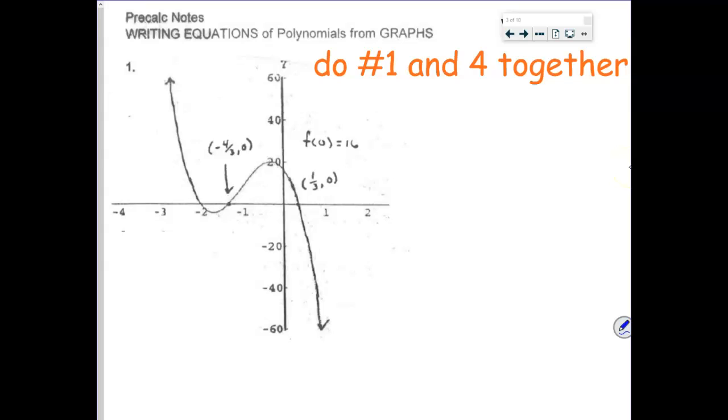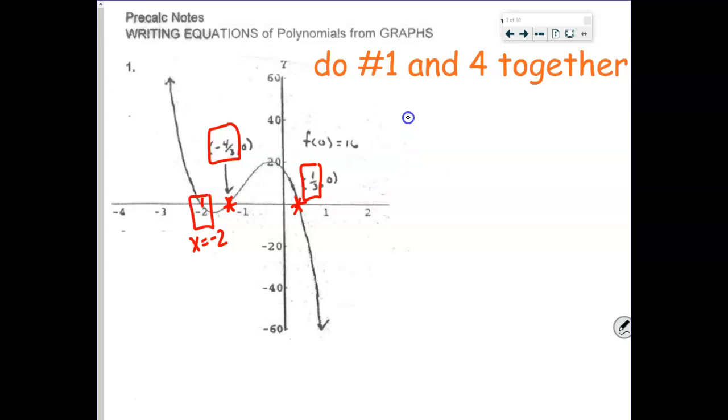All right, so number 1. First thing I want you to do is go through and find all of your zeros. They didn't really tell me this here, but I'm assuming that this one right here is exactly at negative 2. And then this one right here, they did label for you. So you have a zero at x equals negative 4/3. And then this one is also labeled for you. This is at x equals 1/3.